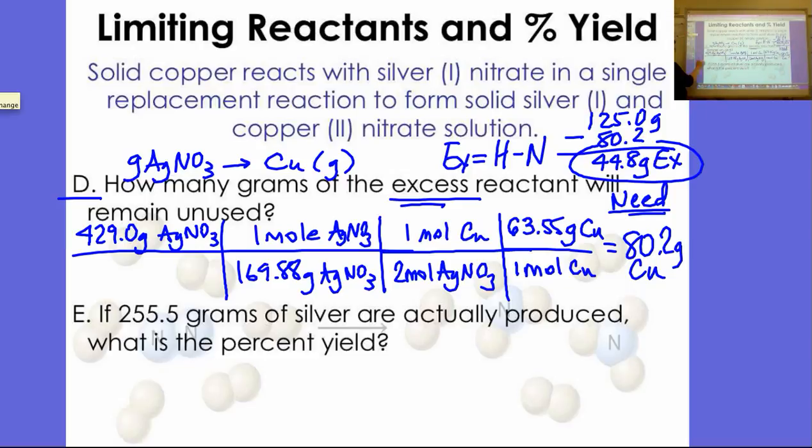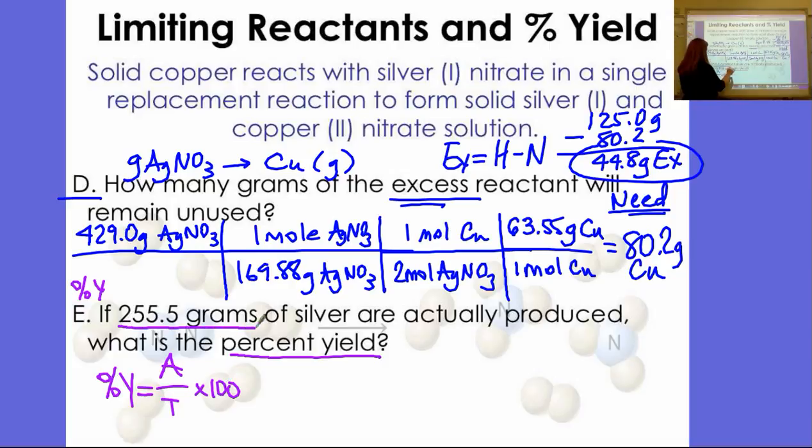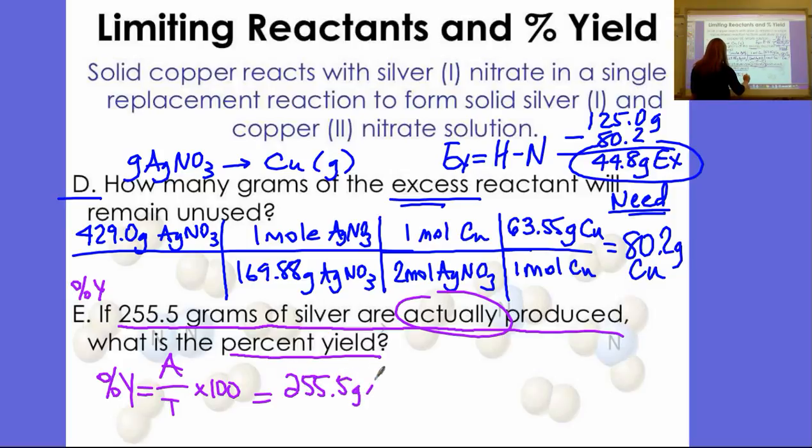Now, part E. This gets me to my percent yield. I'm calculating percent yield. Yield we said was actual over theoretical times 100. If 255.5 grams of silver are actually produced, this must be my actual. I put that on the top. 255 grams of silver are actually produced. I need to find my theoretical.